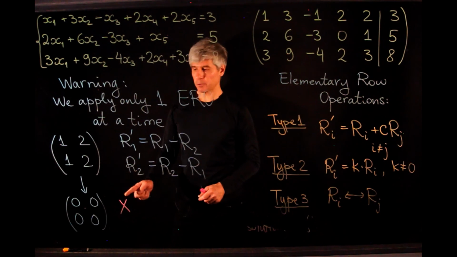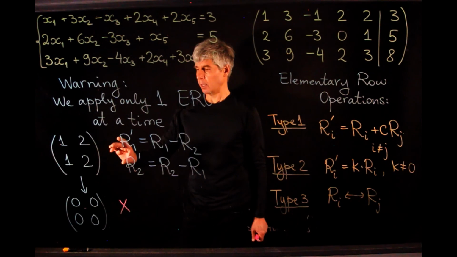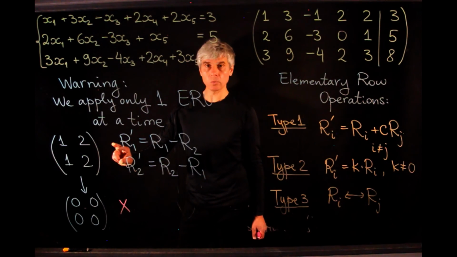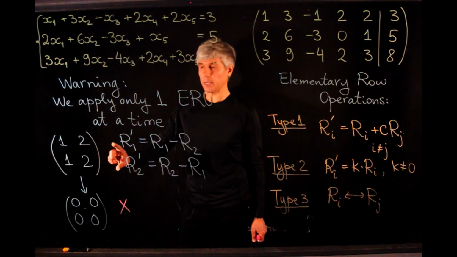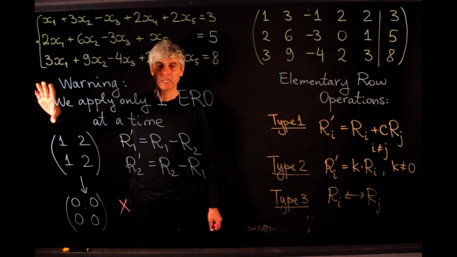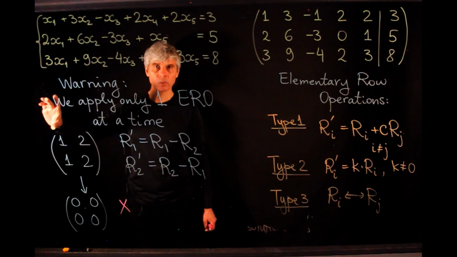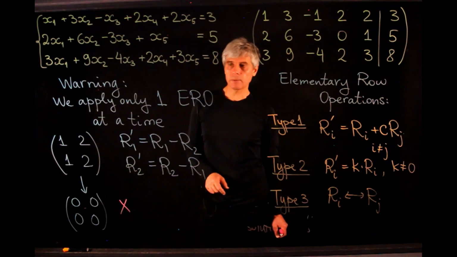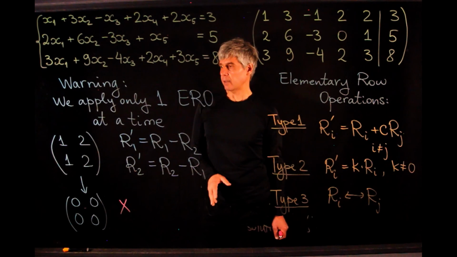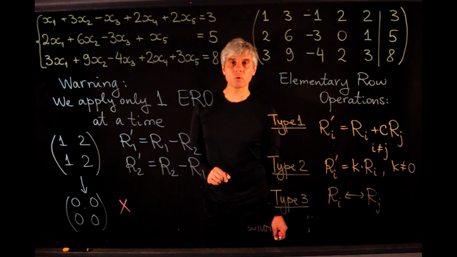So the flaw in this transformation came from the fact that we simultaneously applied two elementary row operations. Each of these elementary row operations on its own is a valid one, but applying them together produces an incorrect result. And so because of this, we have this warning that at one step we're allowed to apply one elementary row operation. So later on we will discover some shortcuts, but to begin with, let us stick to this rule, one elementary row operation at a time.